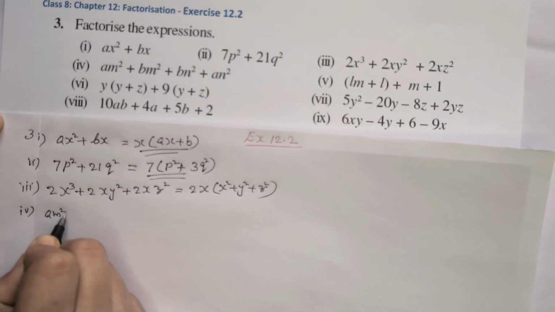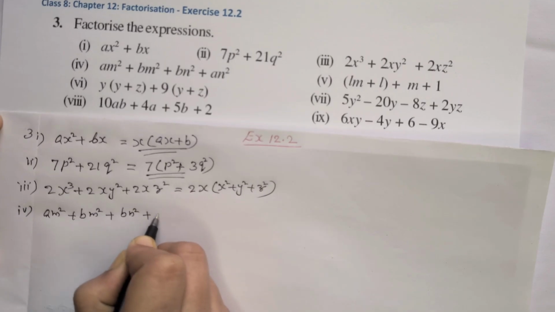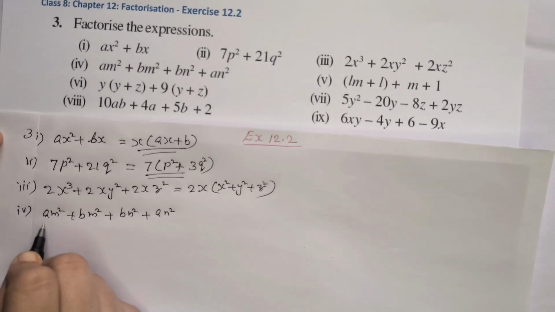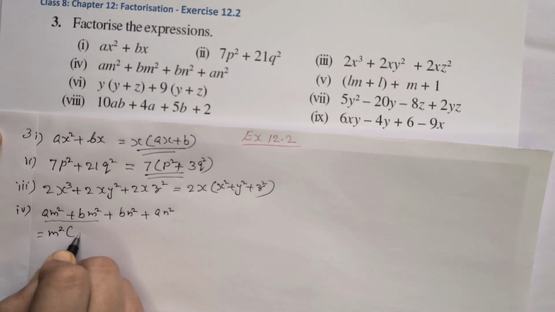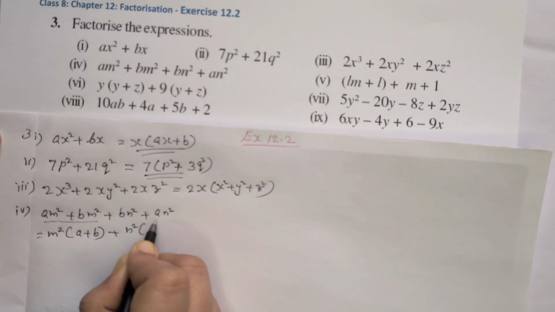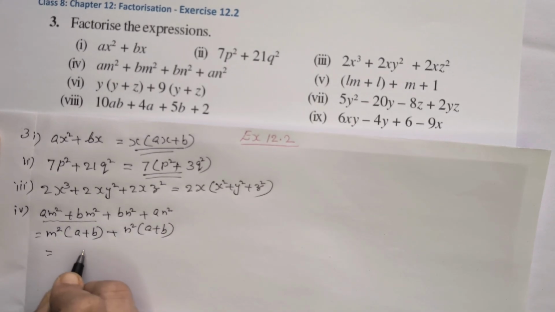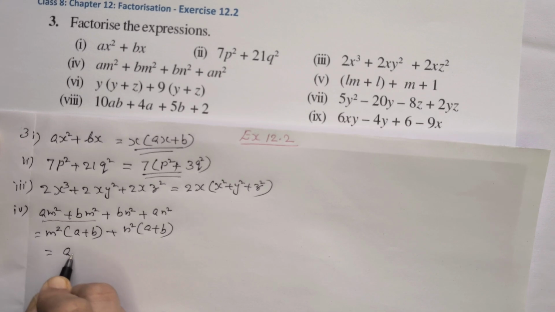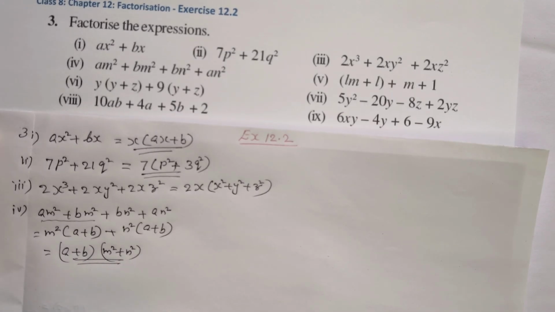am square plus bm square plus bn square plus an square. Here we have to group. These two contain m square as common, which is equal to m square into a plus b. From here we can take n square as common, b plus a or a plus b, which is equal to this. a plus b we can take as common, this bracket. A plus b into m square plus n square. So a plus b into m square plus n square, that is the factorized form.